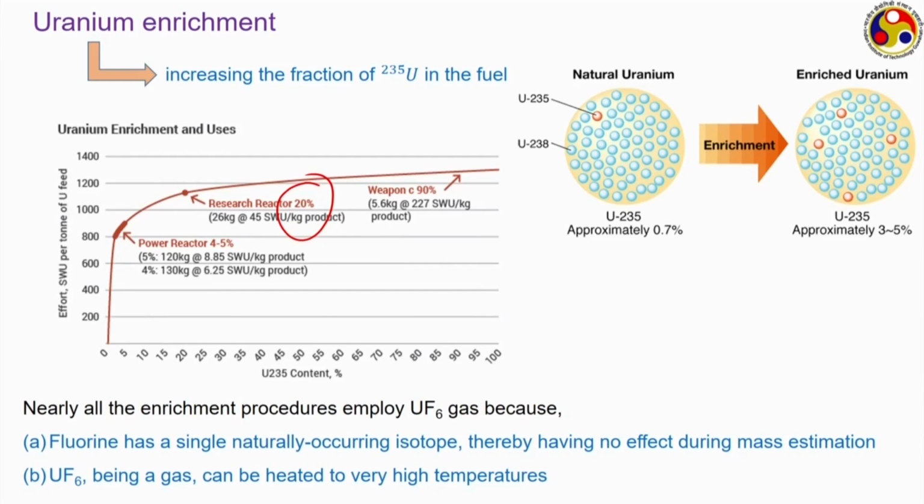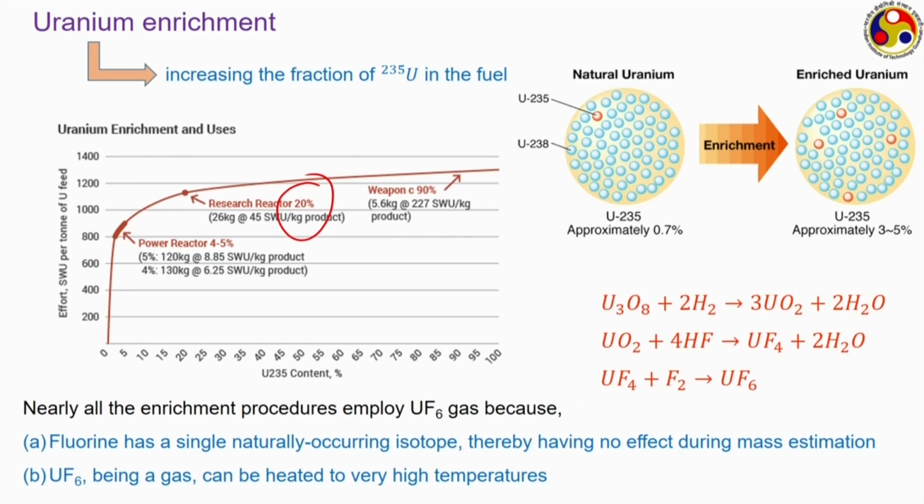Now, if fluorine had multiple kinds of isotopes, then it would become very difficult to identify whether the difference between two UF6 molecules is because of the difference in fluorine or the difference in uranium. But thankfully, fluorine has just a single naturally occurring isotope, and therefore, whenever two molecules have different weights, we can clearly say that the heavier one contains U238. And another advantage is UF6 is gaseous, and so we can go to very high temperature levels, which are generally required for the enrichment process.